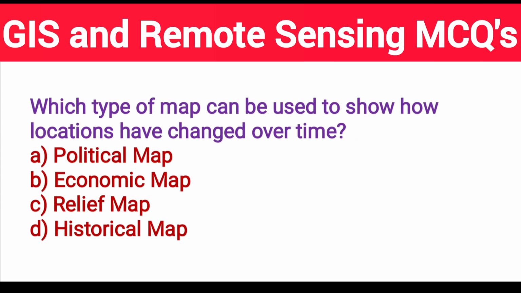Next question, which type of maps can be used to show how location have changed over time? Option A, political map. Option B, economic map. Option C, relief map. Option D, historical map. So the correct answer is option D, historical map.